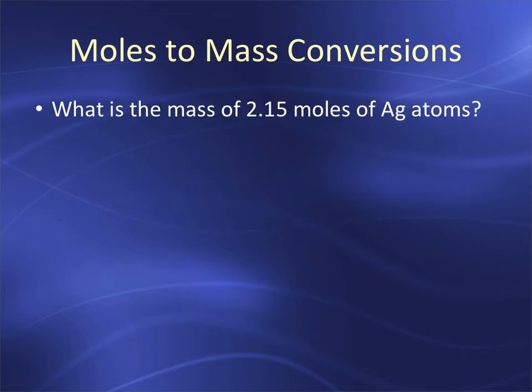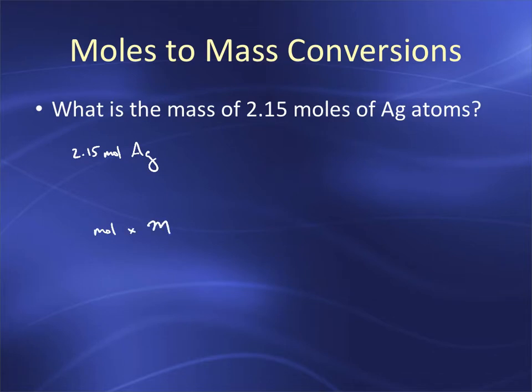So let's try this from scratch. What is the mass of 2.15 moles of silver atoms? Well, oops, let's change that back to weight. There we go. So we have 2.15 moles of Ag. So now I have moles. I need to multiply that times its molar mass.